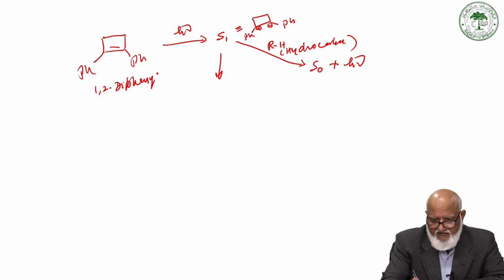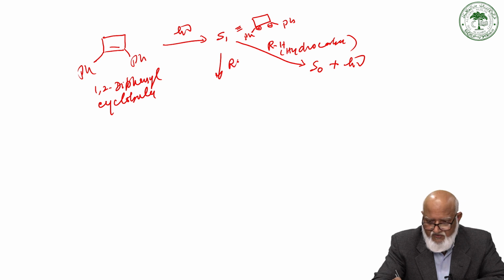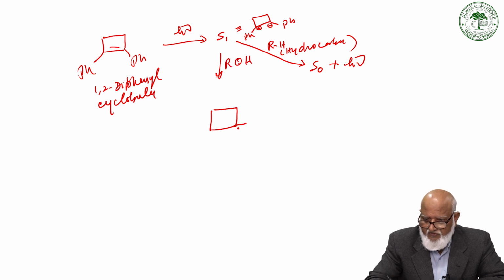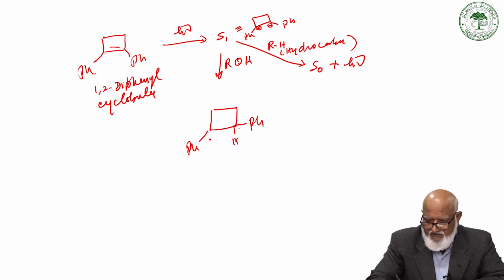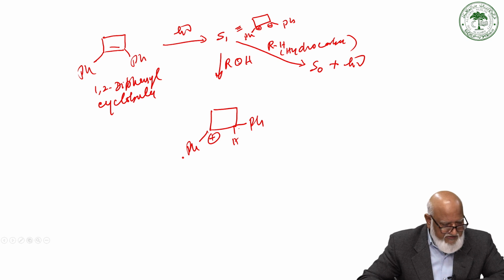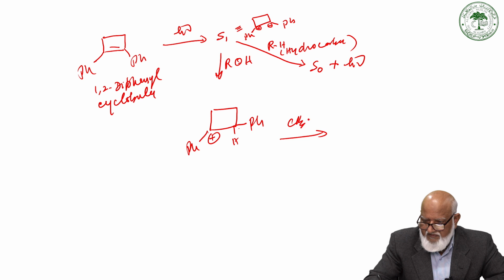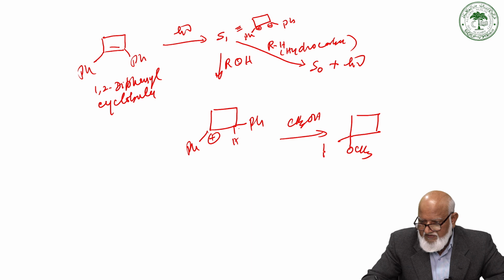This dipolar species, the excited state of 1,2-diphenyl cyclobutene, in the presence of methanol ROH leads to abstraction of a proton by this anionic species, and the phenyl group bears the positive charge. Now this positive charge in the presence of methanol undergoes addition to give the product with OCH3 and Ph.